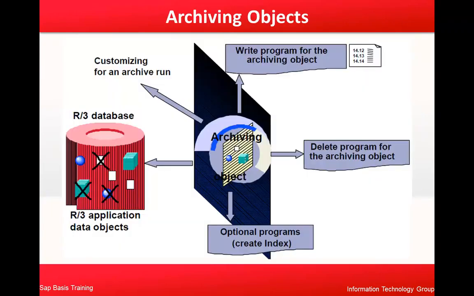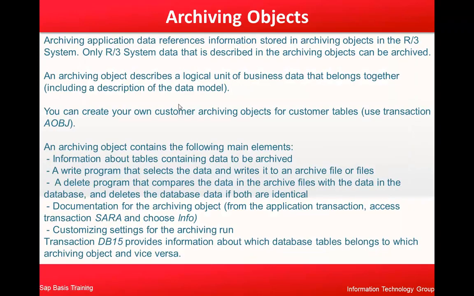Now, archiving object. Here you can see this is your archiving object. This is your R3 database. You have identified the archiving objects, the R3 application data objects. There is customizing for an archiving run, a write program for the archiving object, a delete program for the archiving object, and an optional program for creation of an index.